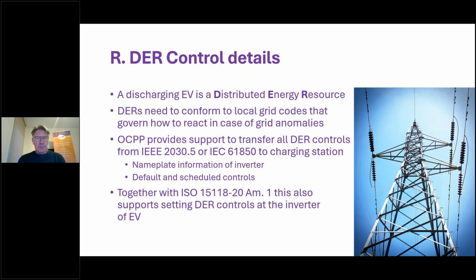And as some of you might know, there is an update underway from ISO 15118-20, the amendment 1, which is going to support the setting of DER controls at the inverter of the EV, which is needed in case you do AC bidirectional. This is also already part of OCPP that we take into account, so you can use this and provide these settings for the inverter in the EV.